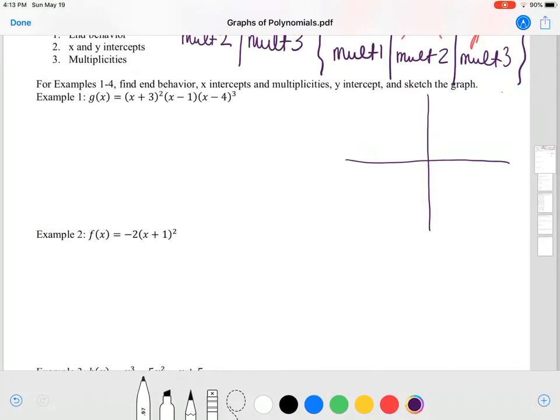Okay, now that we have an idea of what multiplicity is, let's put all this together and sketch the graph in example 1, g of x. So the first thing I'm going to do is write g of x out without the exponent so that we can see what this looks like expanded. So I have x plus 3 times x plus 3 because it's squared. x minus 1, so I only have one factor of that. And then I have 3 factors of x minus 4.